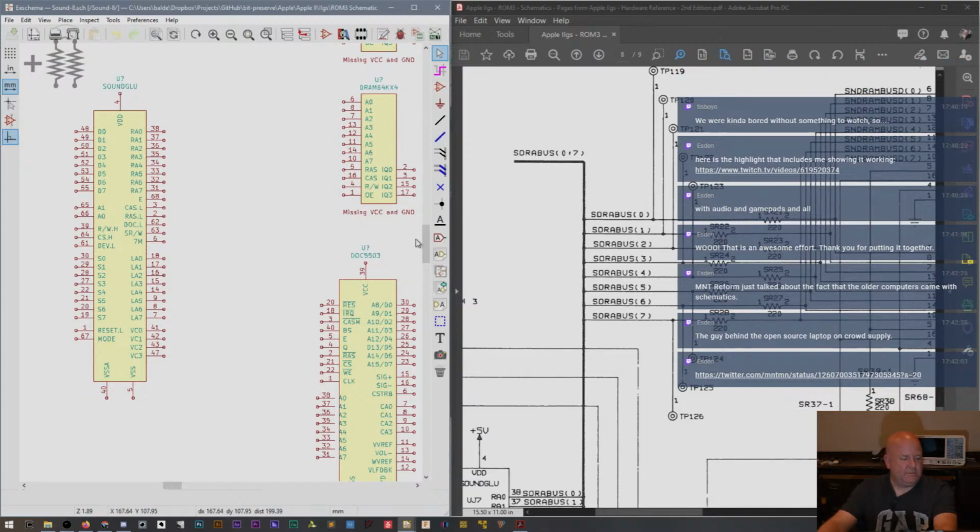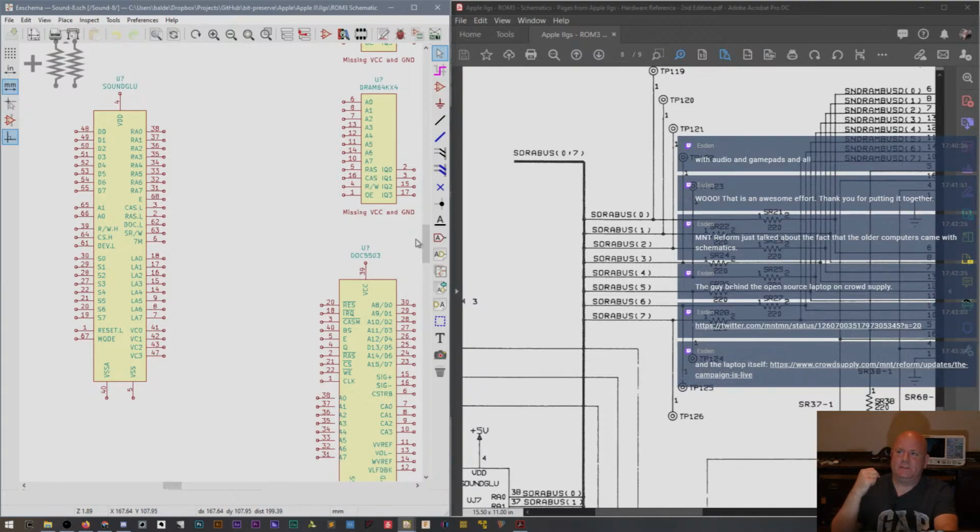MNT Reform, just talk about the fact that older computers came with schematics. Yeah, actually, last year at KiCad, when you were talking, I was talking. And during my talk, I showed the example of the Commodore 64 Programmer's Manual, which came with a copy of the schematic. And so the whole idea was I wanted to capture them.